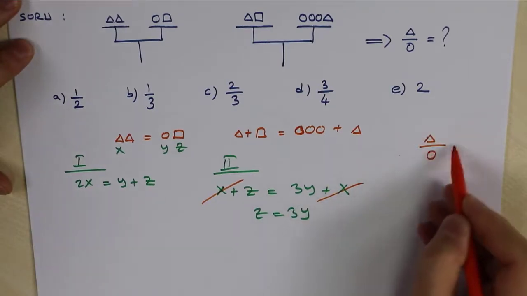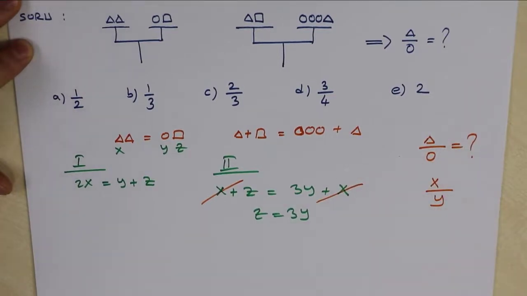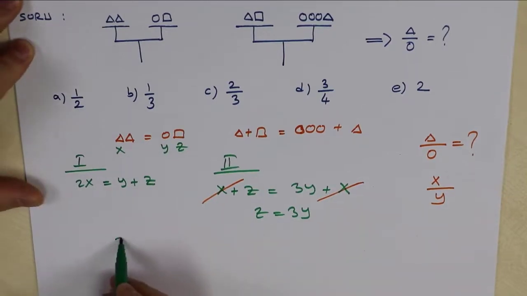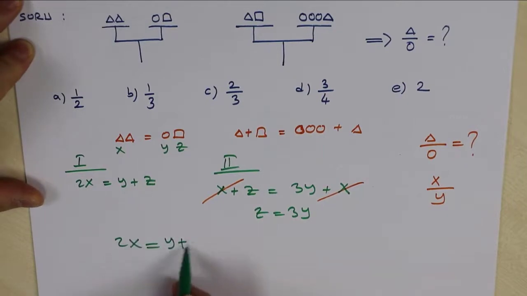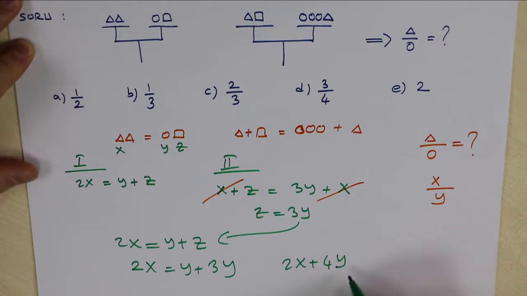So what we need to do is substitute the value of z from the second scale in the equation of the first scale. So 2x equals y plus 3y. That leads us to 2x equals 4y. And here we need to divide over y, in this case, to get x over y. So that is equal exactly to 4 over 2, or 2 as a final answer.